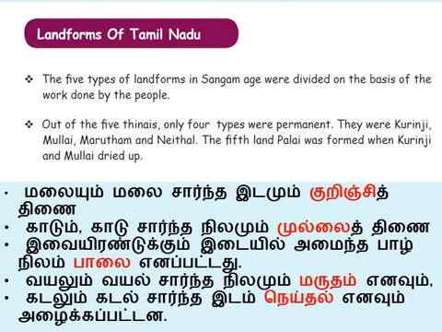Out of 5 Thinais, only 4 types were permanent. That means only 4 were permanently available. They were Kurinji, Mullai, Marudam, Neidal. The 5th land, Palai, was formed when Kurinji and Mullai dried up. You know, children, the mountainous area and the forest area, when they dried up, when they became barren, then that area was called the Palai area or dry land area.